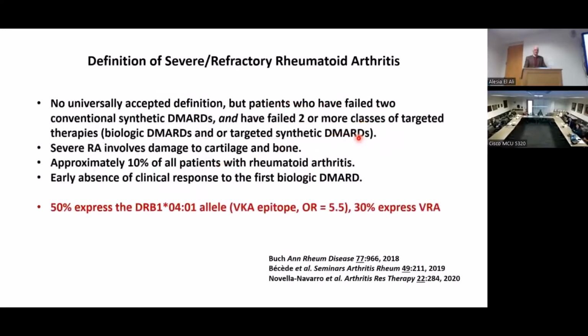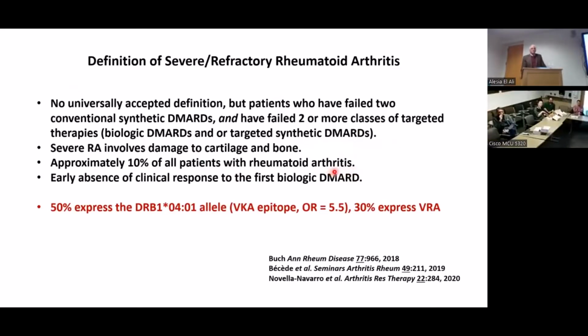Now, what is severe RA? And here we're talking about two different things. One is severe, one is refractory. When we're talking about refractory RA, there's no universally accepted definition, but it's basically patients who are resistant to multiple disease-modifying agents, including one biologic. Severe RA is referring to damage to the cartilage and bone, and approximately 10% of the patients who have RA fall into this category. So we're talking about the 10% that are the worst of these patients.